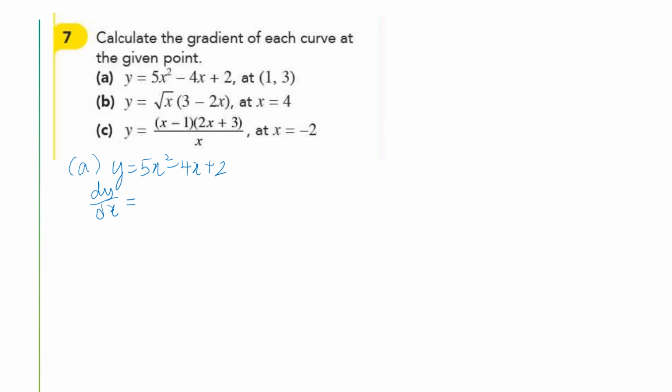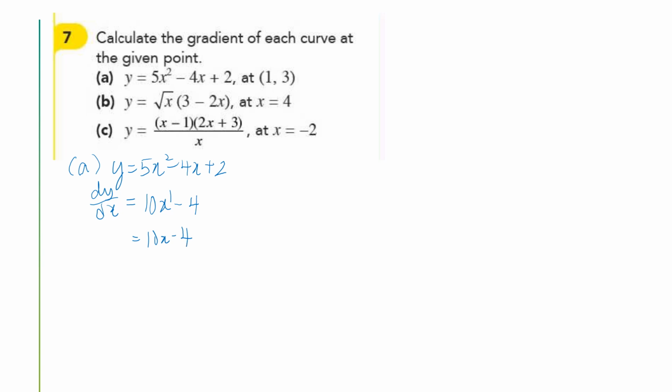So bring the 2 down, 5 times 2 is 10, right? And then the power minus 1, so 2 minus 1 gives you 1. Differentiate negative 4x gives you negative 4. Differentiate constant gives you 0. Alright, that will give you 10x minus 4.